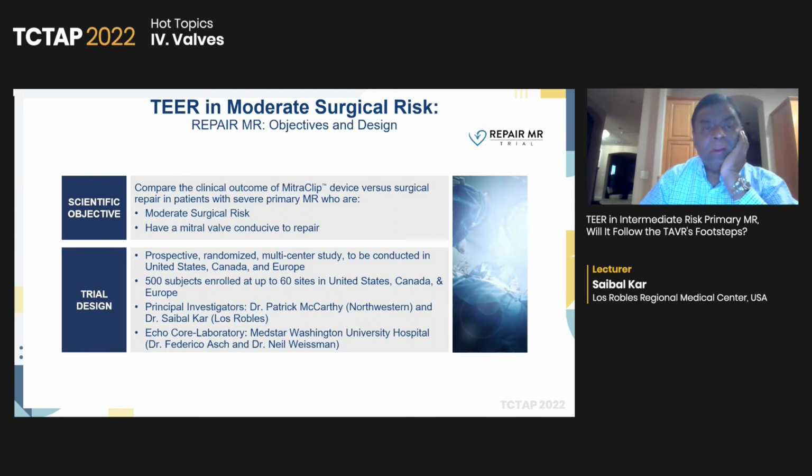Based on this data, we feel it's time to conduct a study on intermediate risk patients, comparing the clinical outcome of MitraClip versus surgical repair in patients with severe MR who are at moderate surgical risk and have a mitral valve conducive to repair. It's a prospective randomized multicenter trial to be conducted in the United States, Canada, and some countries in Europe. All the data is going to be core lab adjudicated, and followed up to 10 years.